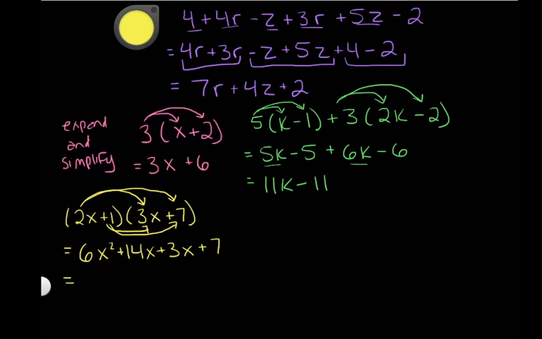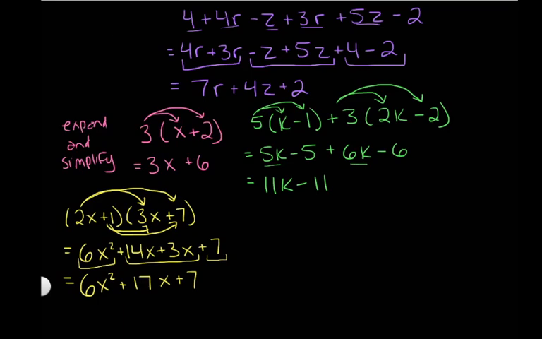So I'm just going to put my 6x squared. There's nothing to combine with that. I can combine these though: 14x plus 3x. So 14 plus 3 is 17, so that means I have plus 17x. And then this term is all by itself here, so 7, so plus 7. And that's our answer. So we expanded by multiplying the two brackets by each other, and we collected our like terms to simplify.